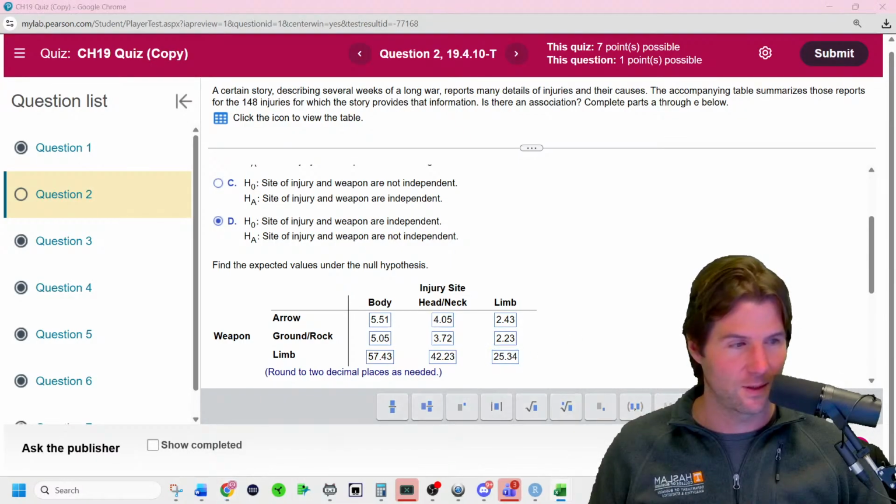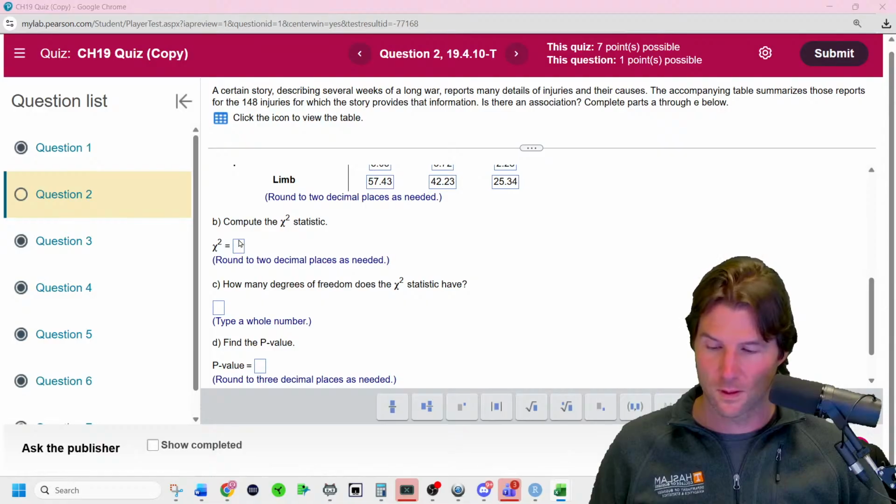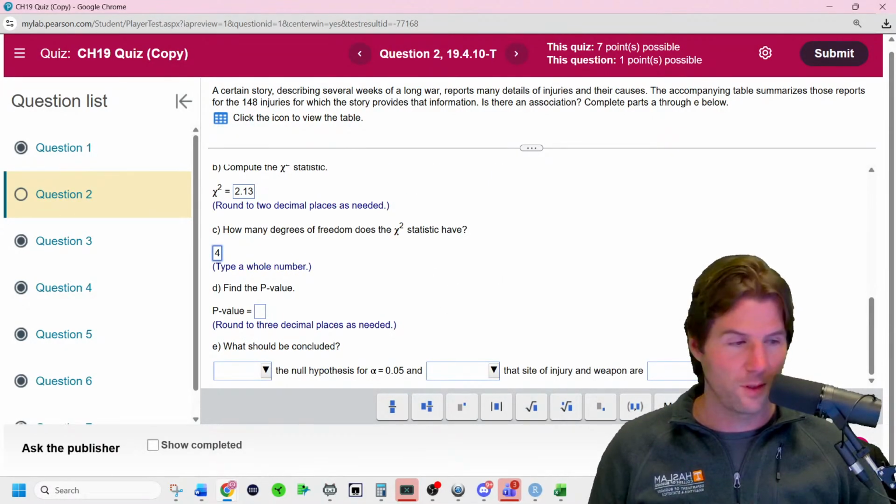I already did everything. And the chi-squared test statistic, how many decimal places? 2 decimal places. There we go. How many degrees of freedom? 4 degrees of freedom. P-value to 3 decimal places.